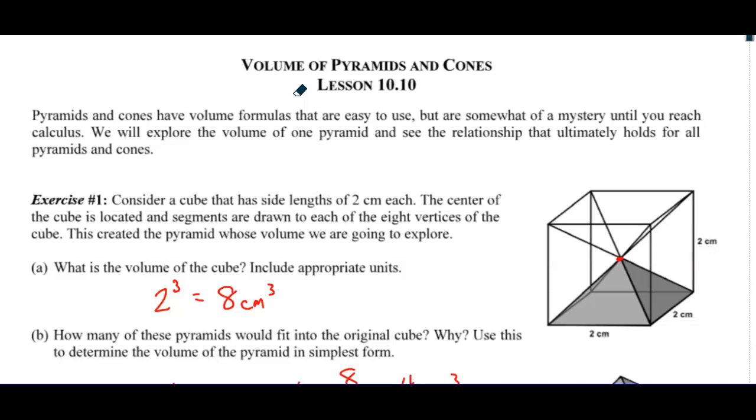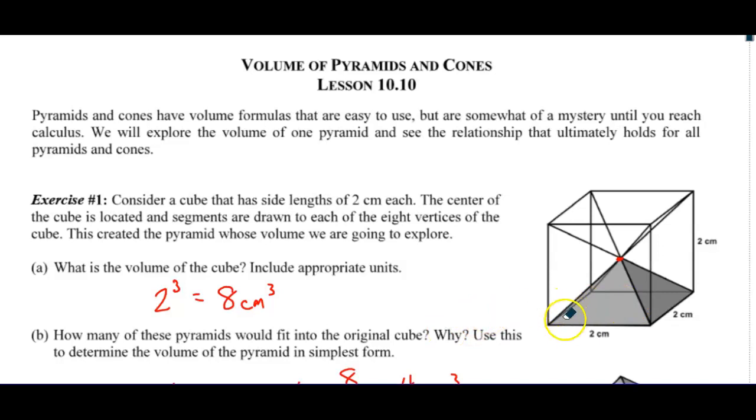When we consider a cube with side lengths of 2, and there's an image of it here, the center of the cube is located and the segments are drawn to each of the 8 vertices. So you can see the center of the cube going out 8 different directions, 1 to each corner. So this created a pyramid, and the pyramid on the bottom is the shaded section there.